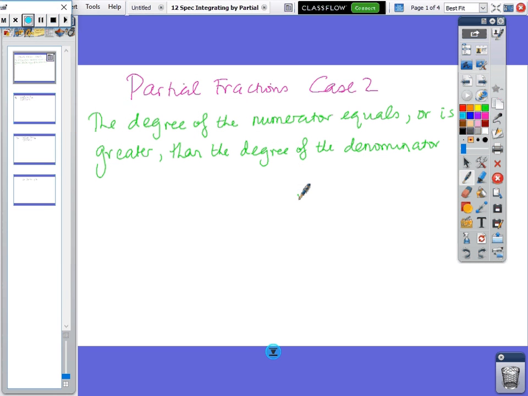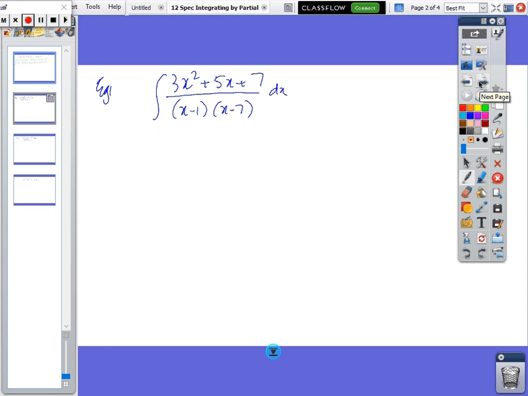Okay, we're looking at the second video on partial fractions, and we've only got 4 slides, but it still could take a bit of time. So in this particular case, the degree of the numerator equals or is greater than the degree of the denominator. Okay, so first one, we've got x squared on the top and x squared on the bottom. So these are equal.